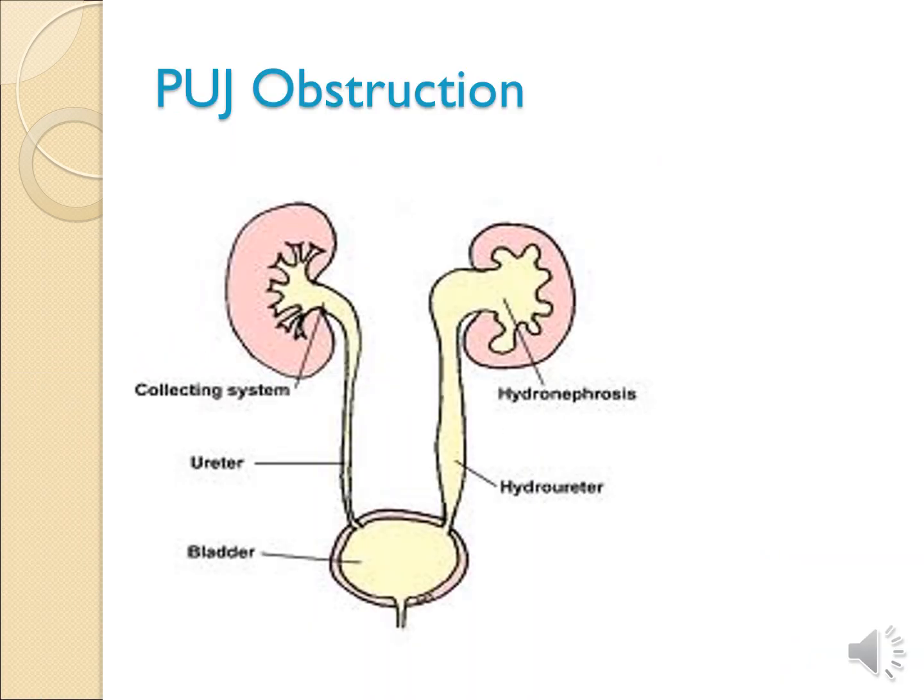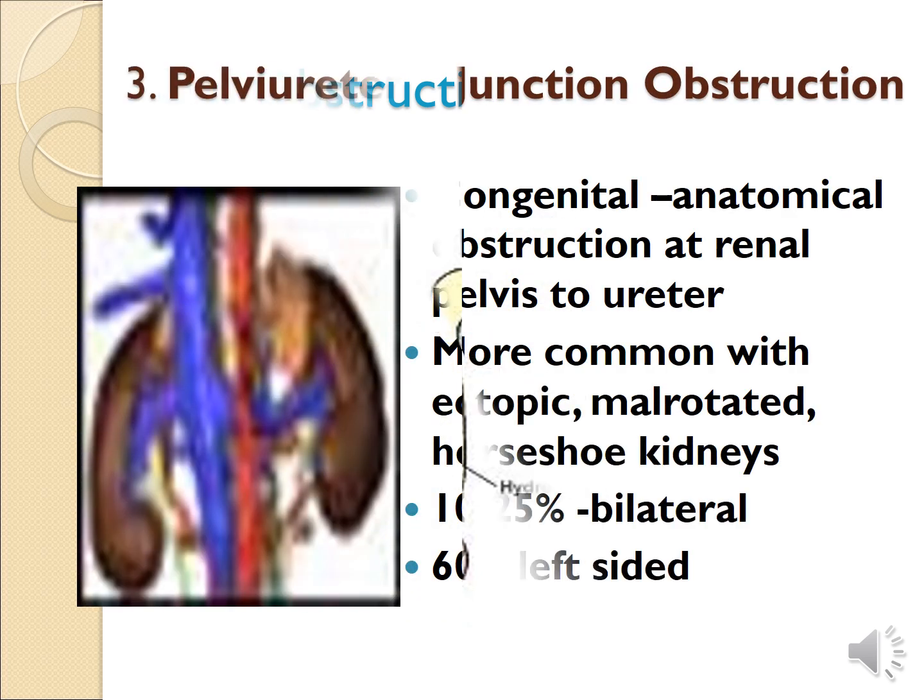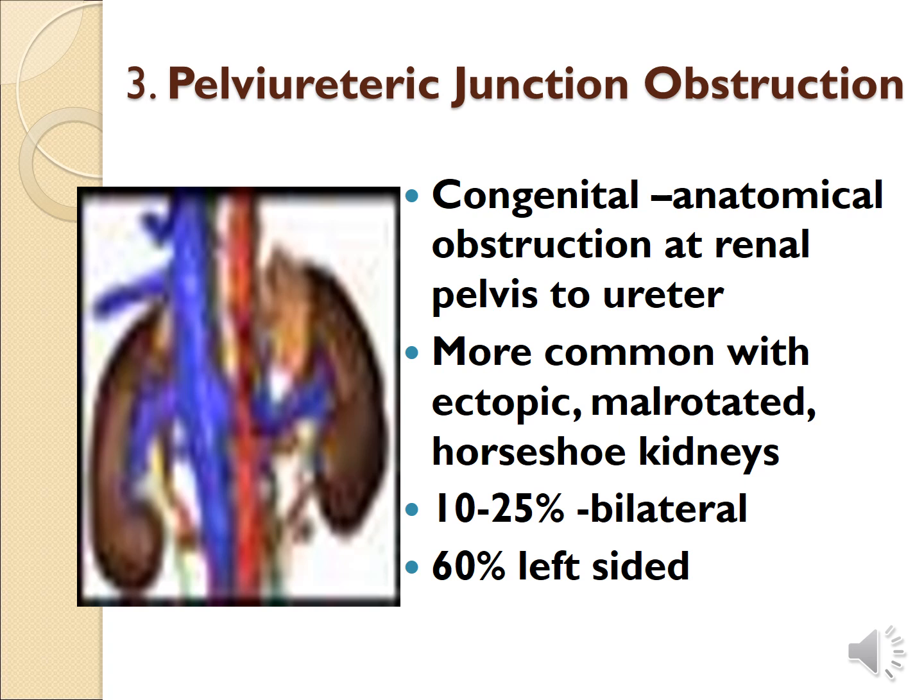Now come to pelviureteric junction obstruction. This is a condition where there is obstruction at the site of the renal pelvis and ureter. This is a congenital anatomical malformation where there is obstruction from the renal pelvis to the ureter. It is more commonly associated with ectopic kidney, malrotated or horseshoe shaped kidneys. In 60% of cases it is left sided and unilateral, and 10 to 25% can be bilateral.